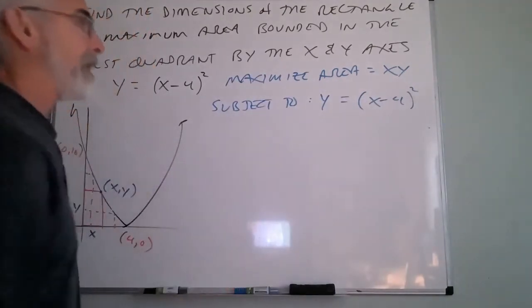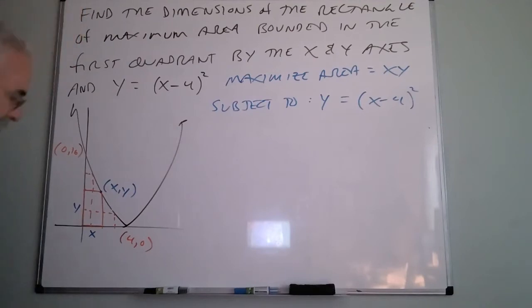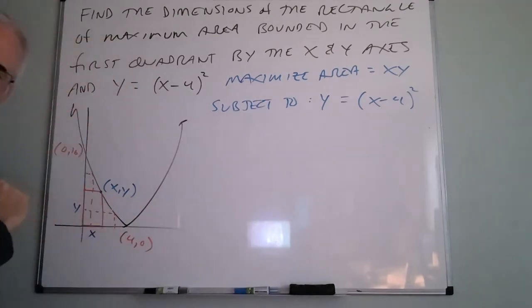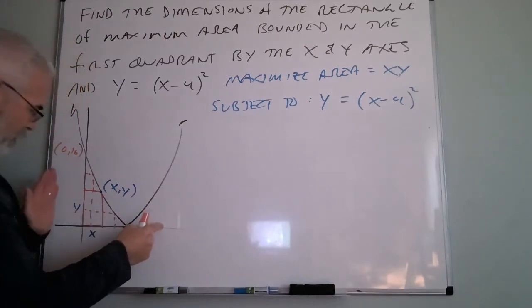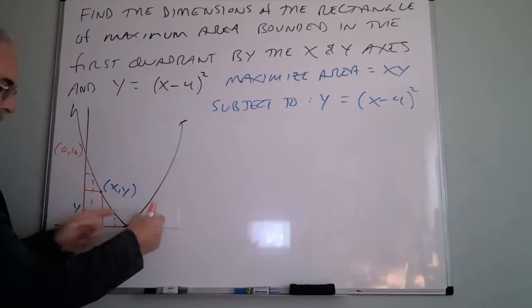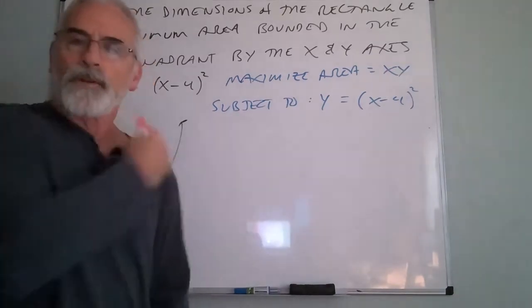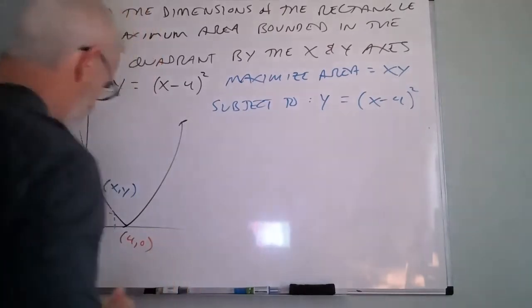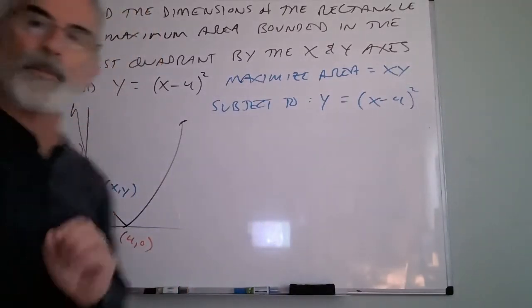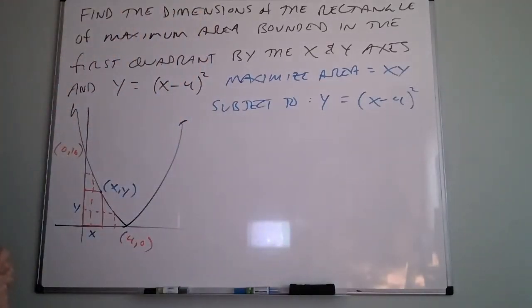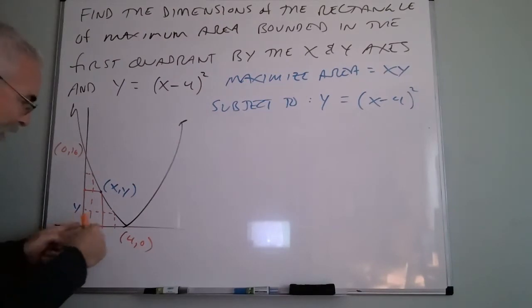Now, do I have any constraints on x? Yes, I do. Can x be bigger than 4? Anybody? No, because if I'm over here, then I no longer have the y-axis as a boundary, do I? I'd be on the other side. Can x be negative? No, because again, I'm bounded by the y-axis. So what are my constraints on x? Anybody want to try? 0 to 4. Gotta be 0 to 4, open or closed? Closed. Technically, it's closed.